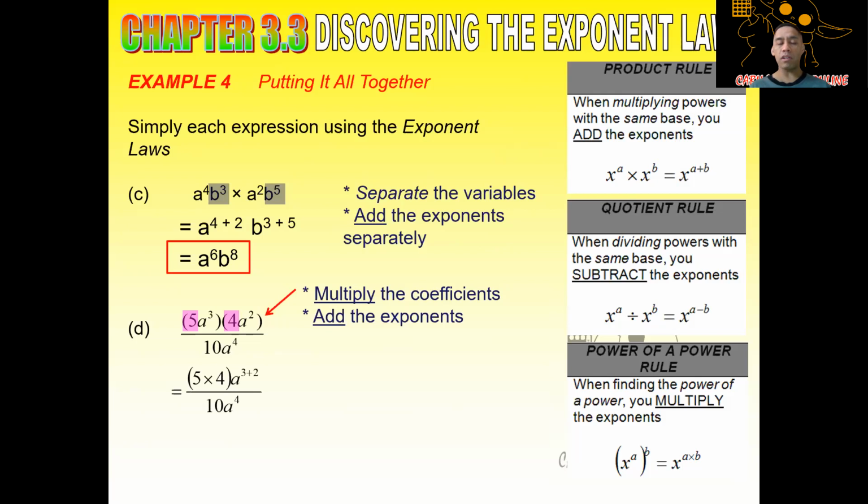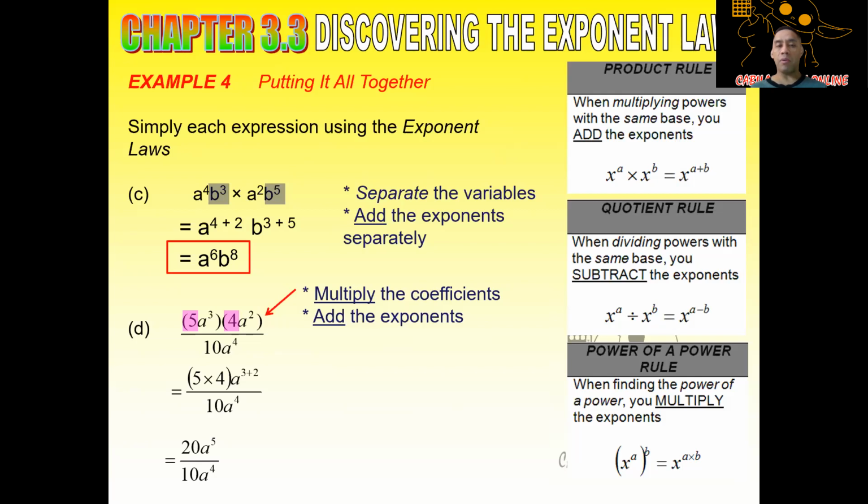Okay, so notice what I've done there in the next step. 5 times 4, because we're multiplying. However, the exponents, you're adding them because this is the product rule. So what we're really doing here is multiplying the common base, which is the a, and then adding the exponents attached to the a's. So what we wind up getting here will be 20a to the exponent 5, and then 10a to the exponent 4 in the denominator. Okay, so in this case, we've dealt with the product rule.